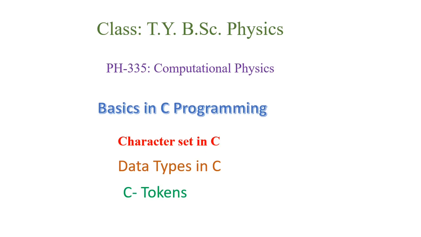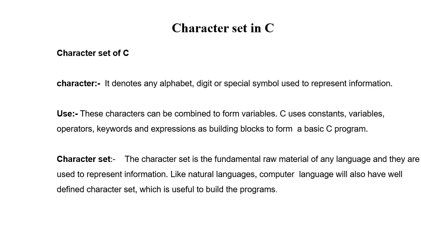Today we are going to learn about the computational physics subject. The topic is basics in C programming. In this we are going to learn character sets in C, data types in C, and what is a C token. So first of all we will see what a character set is. Okay, what is meant by character set?